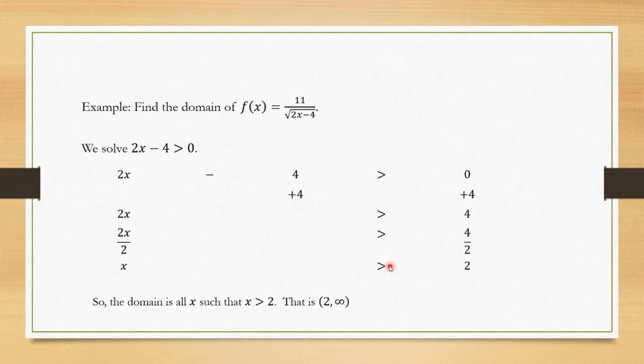So notice we have strict inequality here, because again, since we're in the denominator, we can't have 2x minus 4 equal to 0. That's a no-no. So the domain here would be all x such that x is greater than 2, which is this interval. We have strict inequality. So remember, 2 is not in the domain. So that's the domain here, all x such that x is strictly greater than 2.